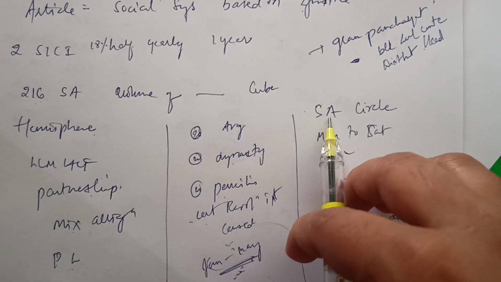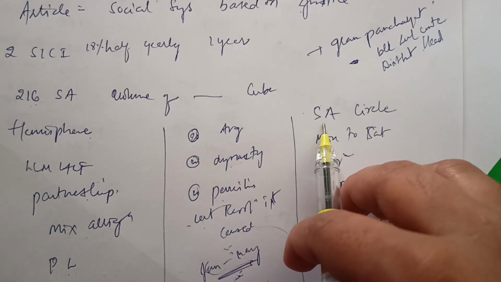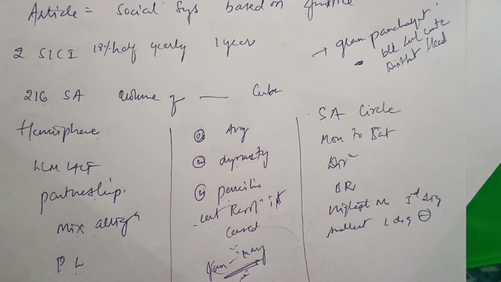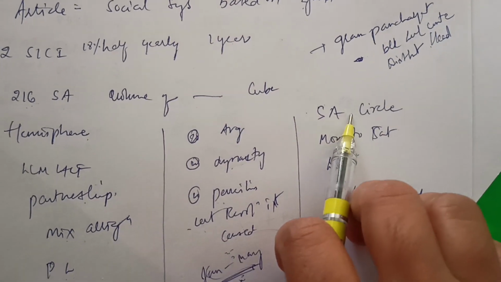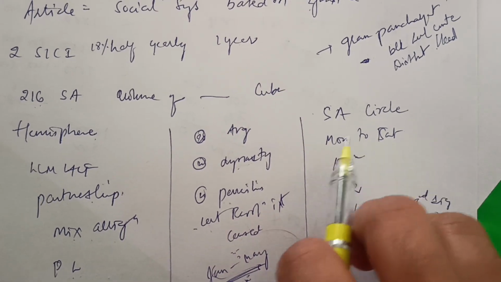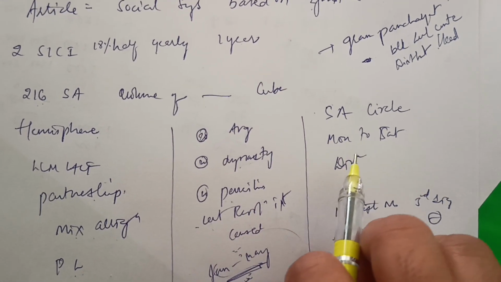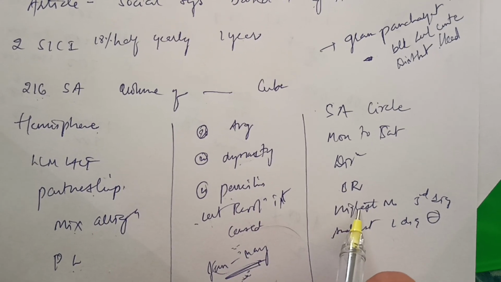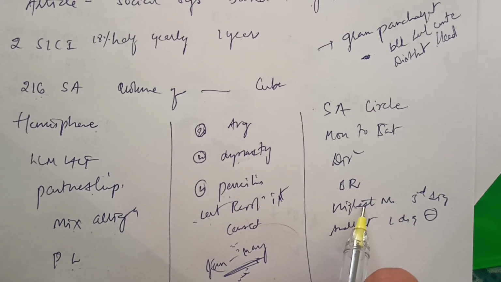Then coming to the reasoning section. Two seating arrangement puzzles were there, and one circular arrangement question was there, and a day based puzzle, that is Monday to Saturday. Then direction based, then blood relation. Then two to three questions were like this.